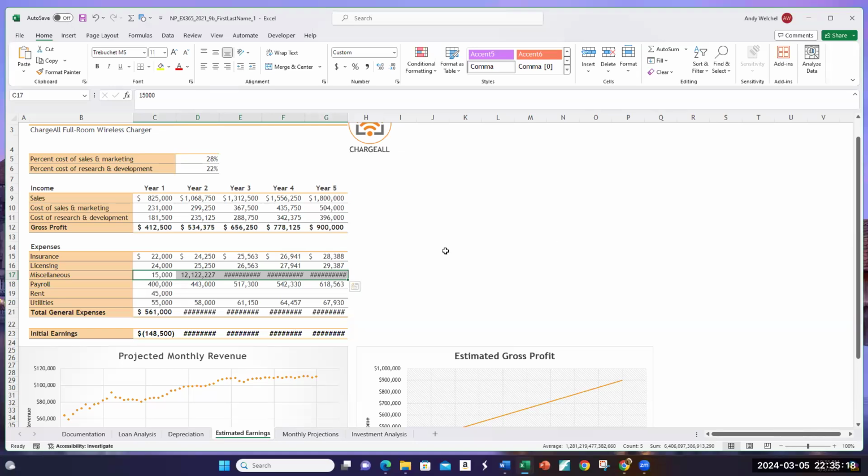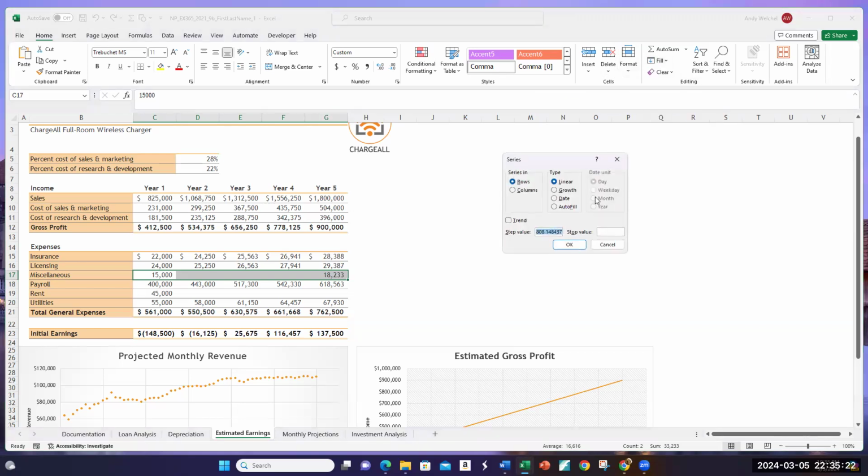That is really bad. That's not right. Fill, Series, Rows, Growth. Let's see, what am I missing here?